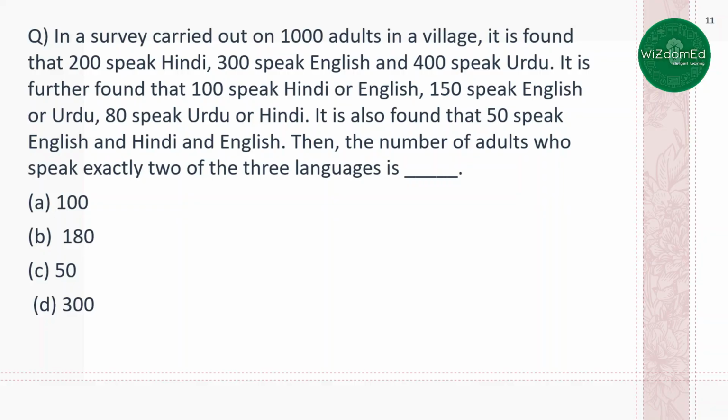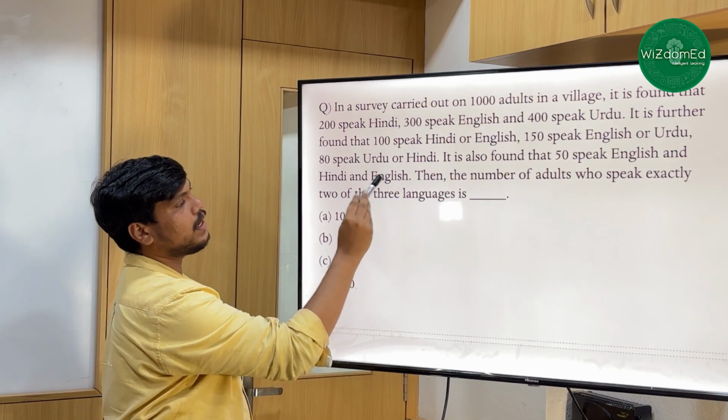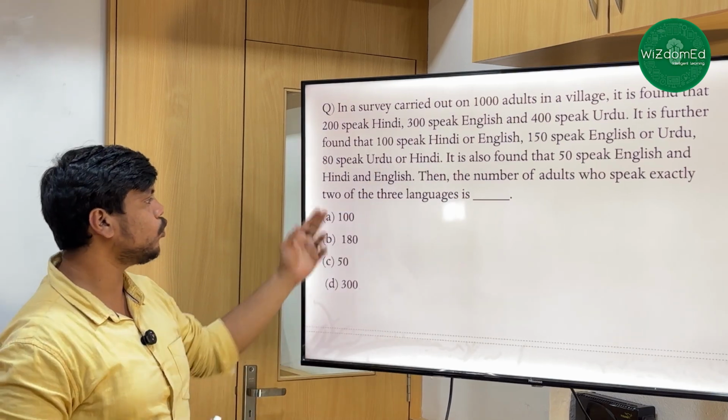Okay guys, so in this question, the question says, in a survey carried out on 1000 adults in a village, it is found that 200 speak Hindi, 300 speak English and 400 speak Urdu. So there are in total 1000 adults, out of which 200 speak Hindi, 300 speak English and 400 speak Urdu. It is further found that 100 speak Hindi or English, 150 people speak English or Urdu, and 80 people speak Urdu or Hindi. It is also found that 50 speak English or Hindi and Urdu. Here it should be English and Hindi and Urdu. Then the number of adults who speak exactly 2 out of 3 languages, what?